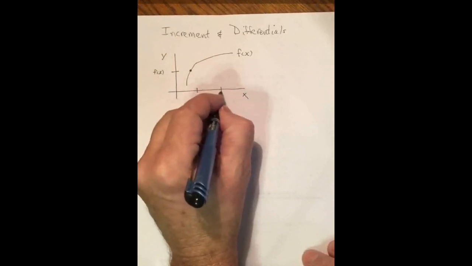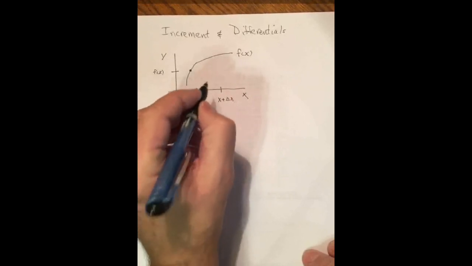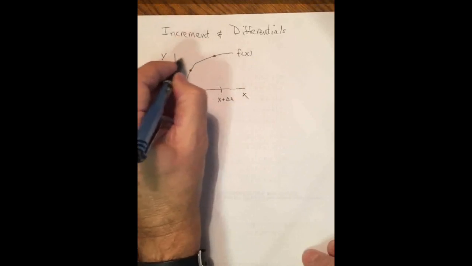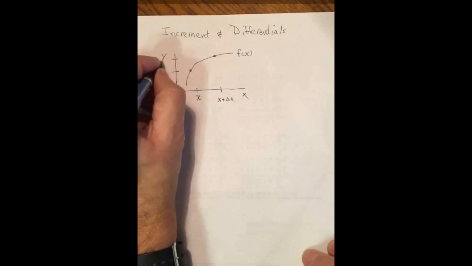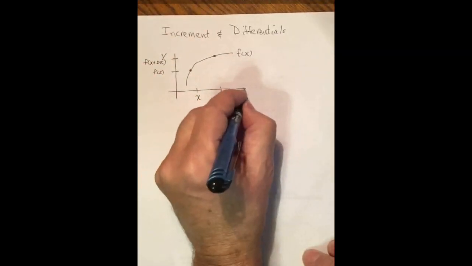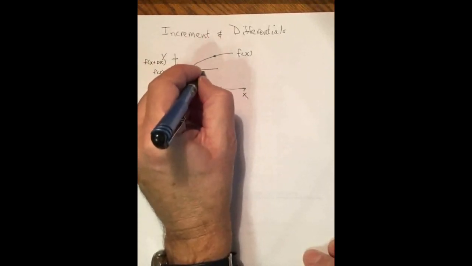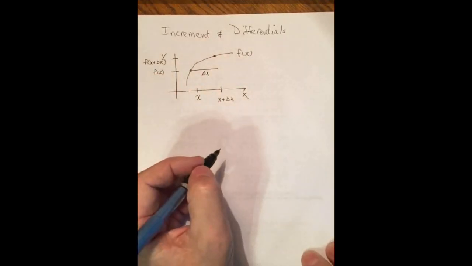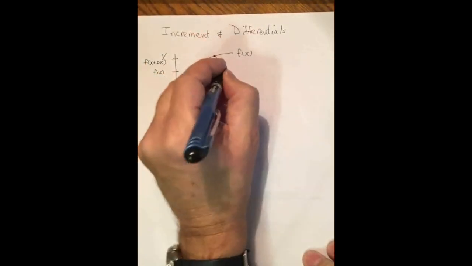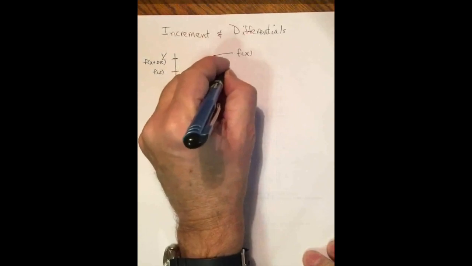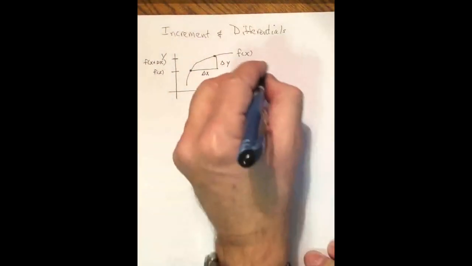Now we're going to move over a little bit to a new x value, which is going to be x plus delta x. And that's going to generate a new y value over here, which we're going to call f of x plus delta x. Now delta x usually is going to be very, very small. But you see this distance right here is going to be our delta x. And delta x is an increment. Now that's going to generate a difference in the y values, and that's going to be the increment delta y. And delta y is going to be the true change in y given a small change in x.